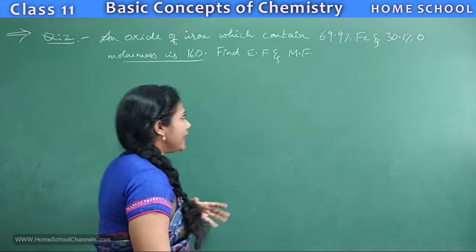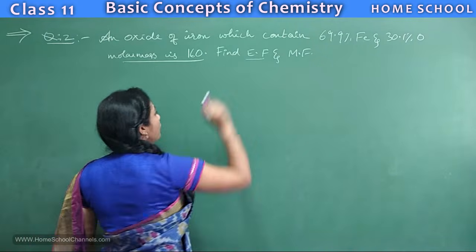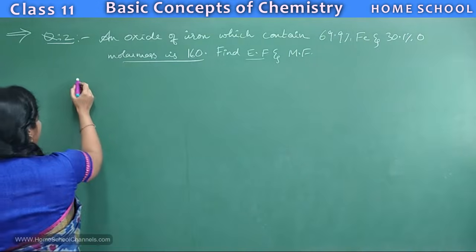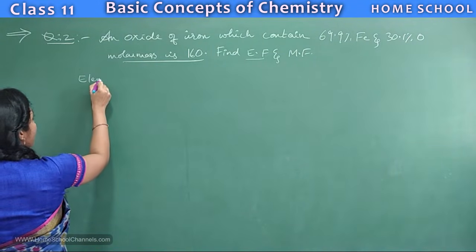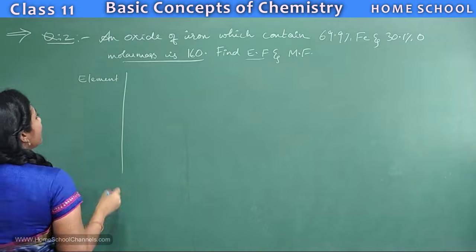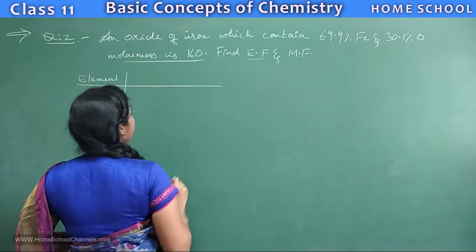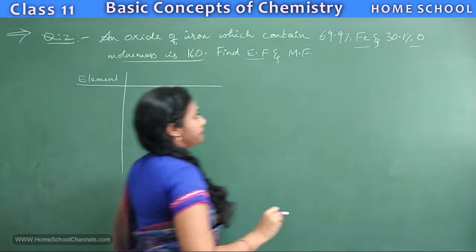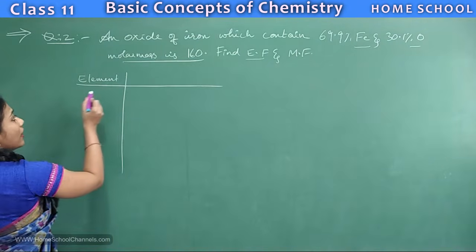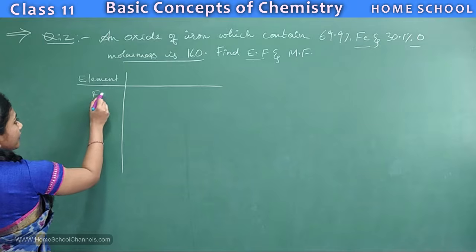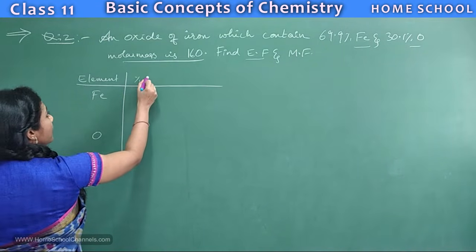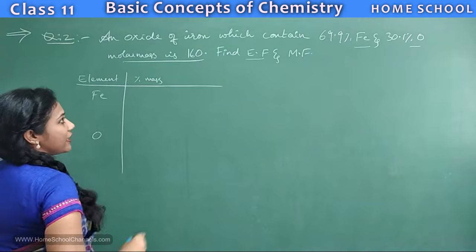So let us first find out the empirical formula. To find the empirical formula, what is the information we have to list out? First, list out what are the elements present. What are the elements given? They have given iron and another element, oxygen. Later, list out the mass percentage that they have given in the question.